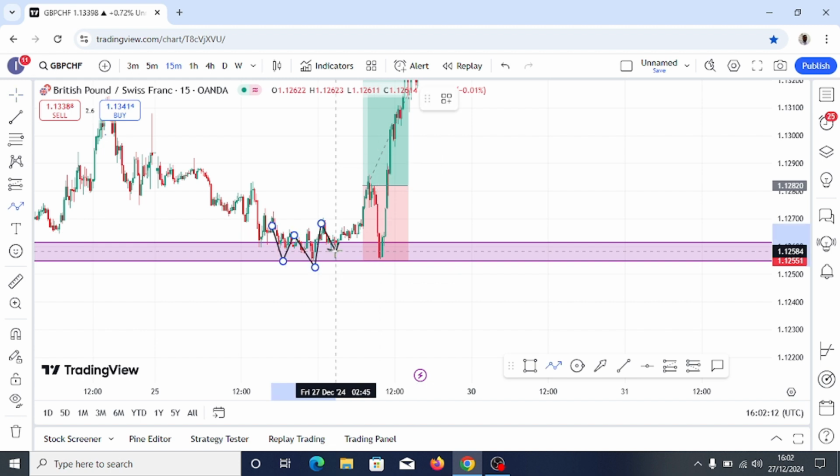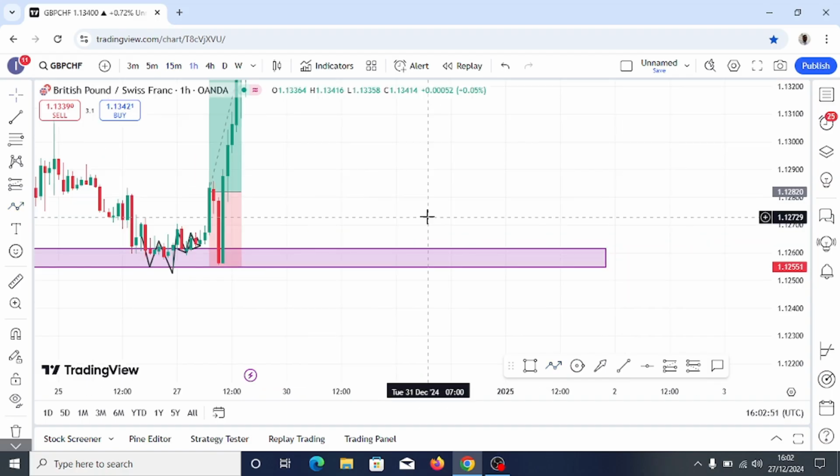right? But then what I was waiting for is, once I noticed that the inverse head and shoulders had formed on this area, I have to wait for another confirmation, which is going to be a bullish engulfing candlestick. So I waited for a bullish engulfing candlestick to form right here, and as you can see on our 1-hour time frame, the bullish engulfing candlestick formed over there.